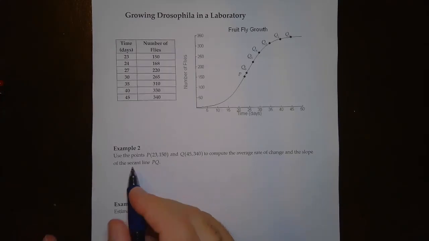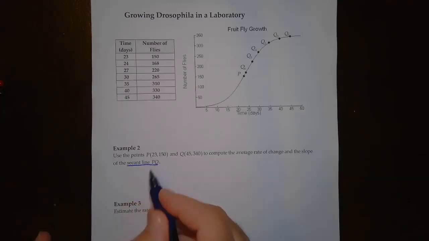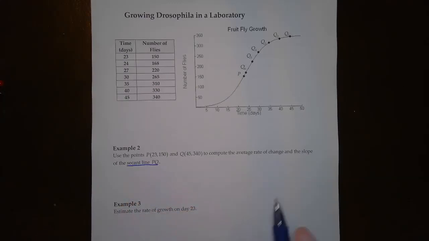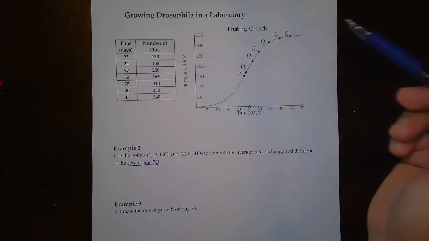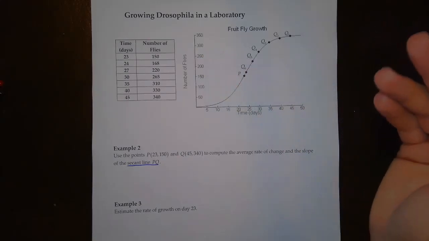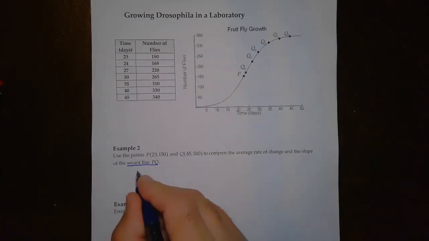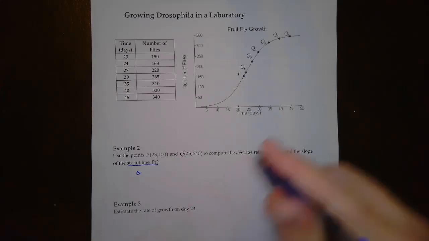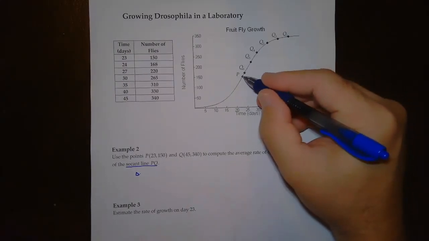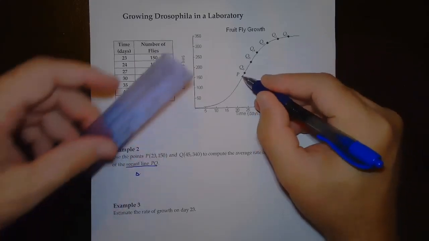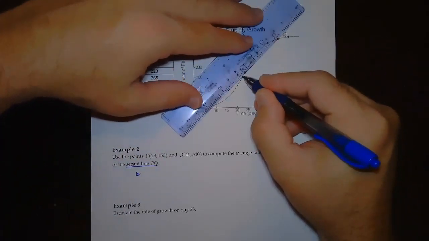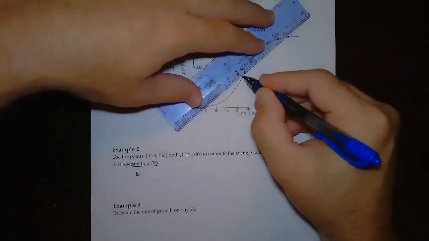So if we want to find the slope of the secant line PQ, that's going to give us between days 23 and days 45 the average rate of change, because the number of flies is changing. It's not staying the same. So there's a change in that. So that's rate of change. Okay. So for this, I'm going to connect them first. I'm going to draw this. So we're finding the slope between this point P and this Q1. So this is going to be a problem similar to what you're going to have on the homework.